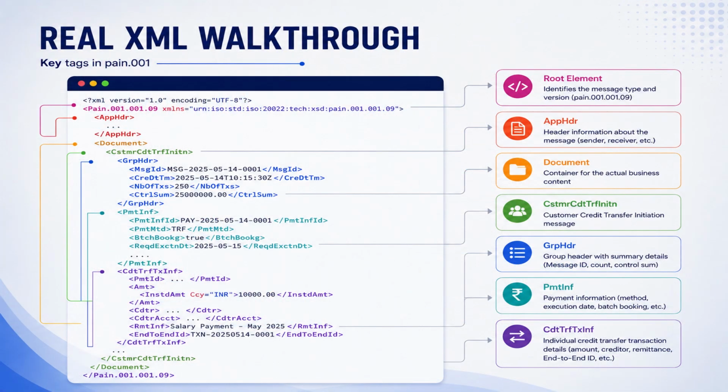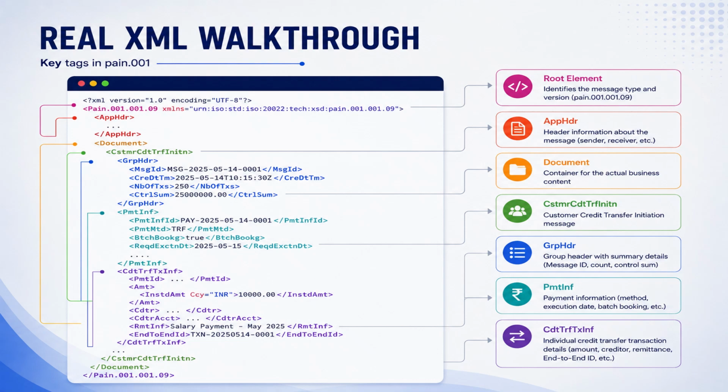Real XML walkthrough. Let's look at a real pain.001 XML message. Notice the document element at the top. The group header contains the message level information. Payment information stores common payment details. Finally, each credit transfer transaction contains beneficiary details, amount, account information, and remittance information. This structured XML makes automated processing possible.